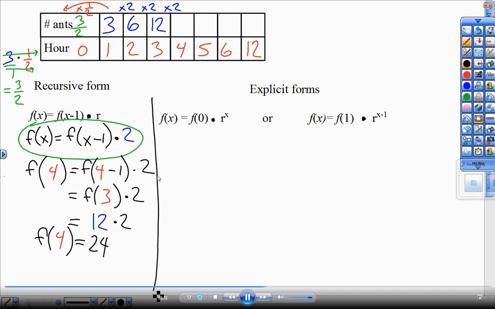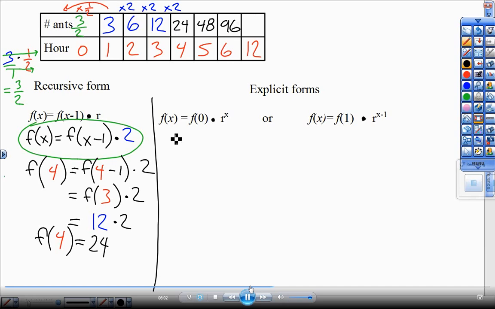I want you to fill in the rest using the recursive pattern. 24. 24 times 2, 48. 48 times 2, 96. But can't go any further. And remember, going to the left, dividing by 2 or timesing by a half. 96 times a half is 48. Times 1/2 divides it by 2 is 24. Times 1/2 divides it by 2 is 12.